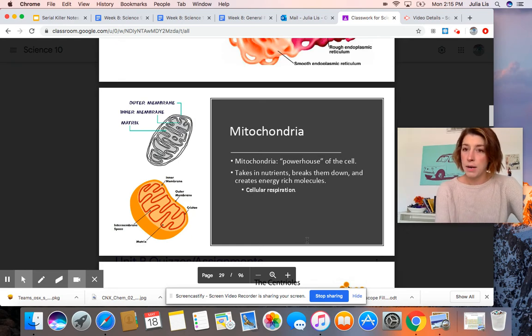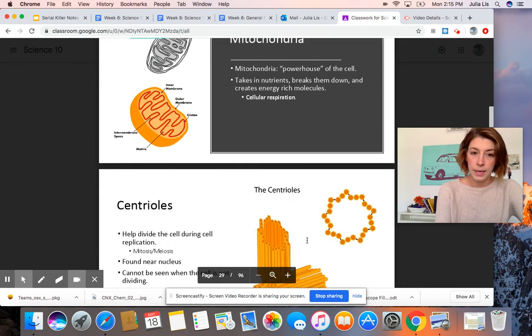So mighty mitochondria, the powerhouse of the cell. This is where cellular respiration takes place. And this is where we get the breakdown of foods that we eat, sugars that we need, and we get energy.